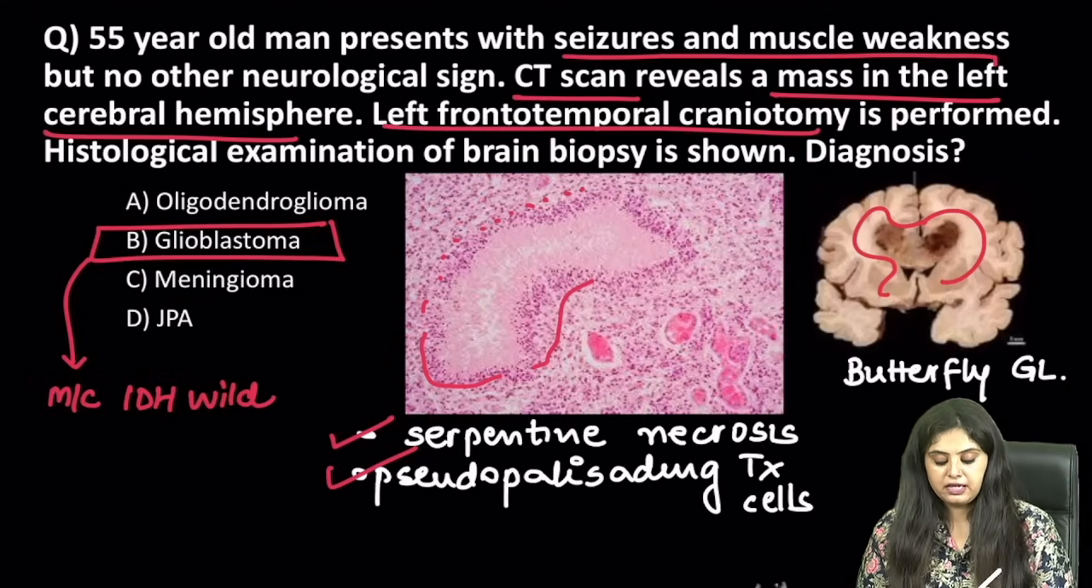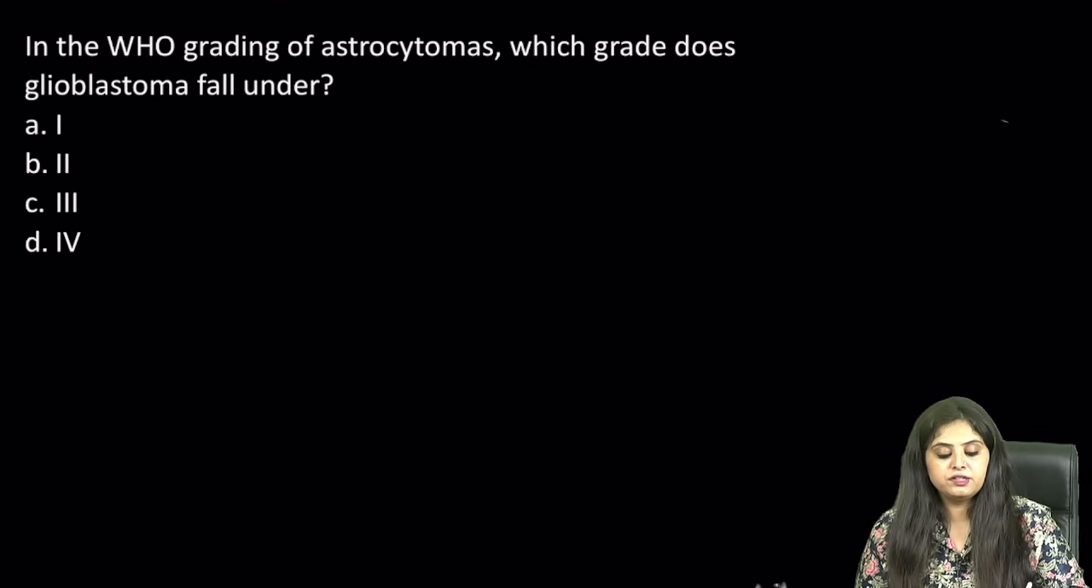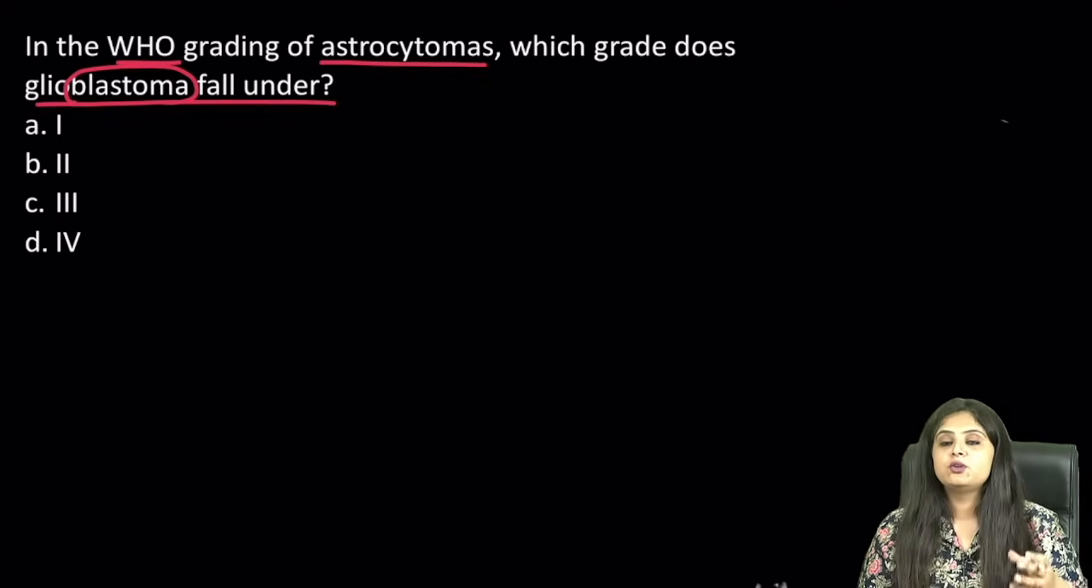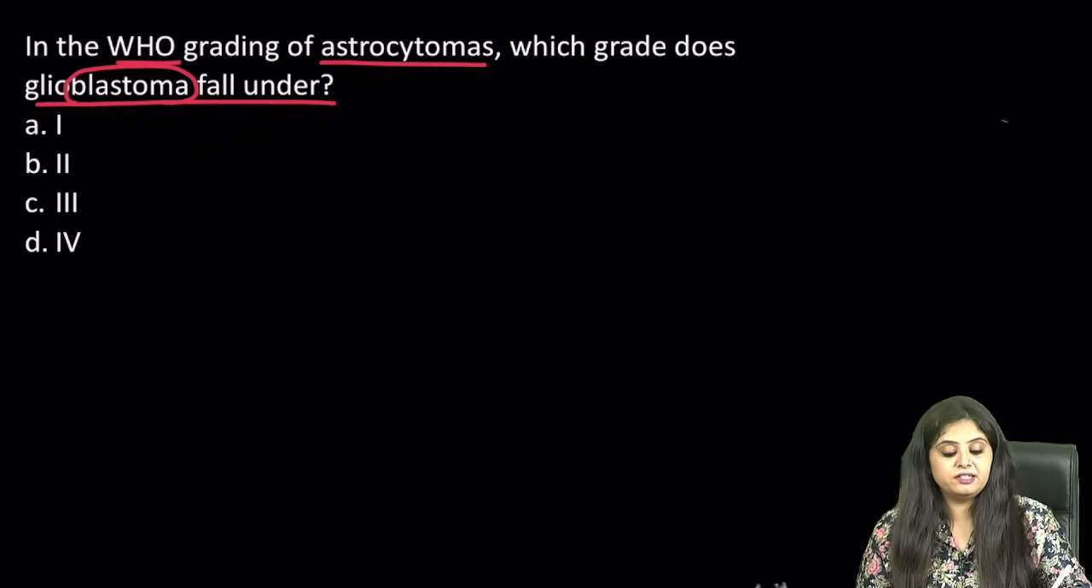Now when I move on to the other question related to it, what is the WHO grading of astrocytomas, and which grade does glioblastoma fall under? Whenever I say glioblastoma, I always say glioblastoma, medulloblastoma. That means bomb blast in the brain. It's going to have the worst prognosis, that is grade 4.